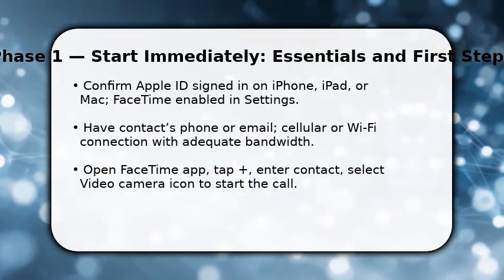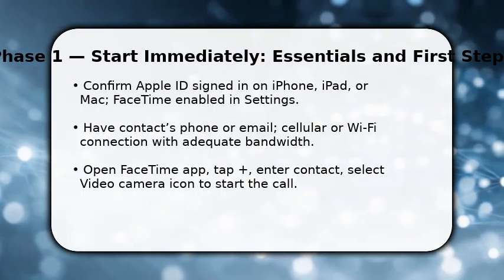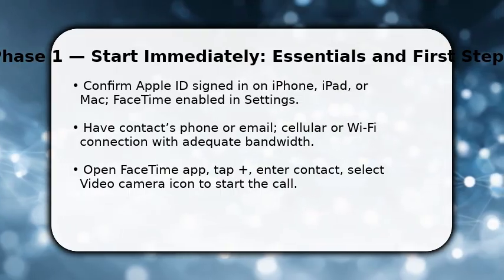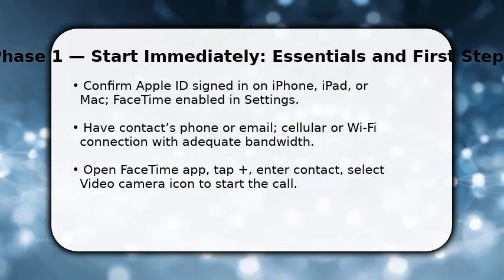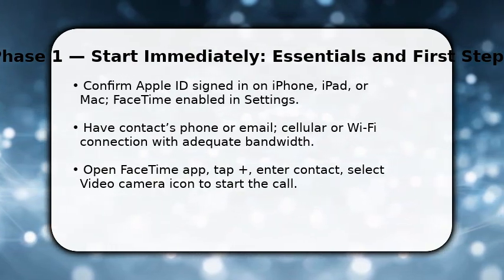Then open the FaceTime app, tap the plus button, type the contact's phone number or email, and press the video camera icon to place the call. This immediate action connects you and initiates camera and microphone permissions quickly, so you can start talking.